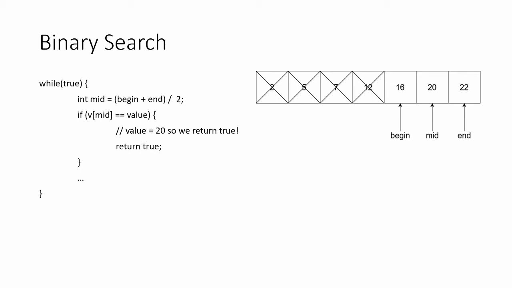So then we check if v of mid is equal to value. And hey, you know what? We have a success. This is true. Our value is equal to 20, so we return true. And that's the end of our search for value equal to 20. For this, it only took 2 comparisons. We only compared 12, which is in the middle here, and then we found 20. If we compare this to linear search, we need to look at 1, 2, 3, 4, 5, 6 values in order to see that. So binary search works pretty fast.